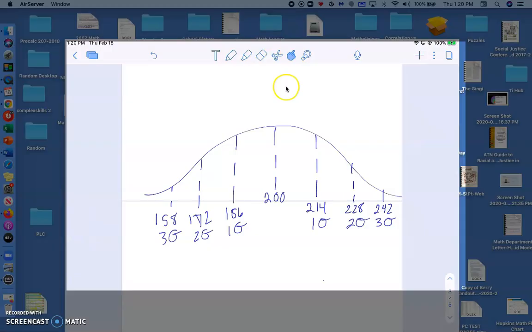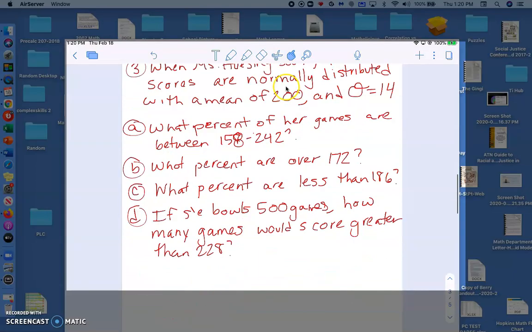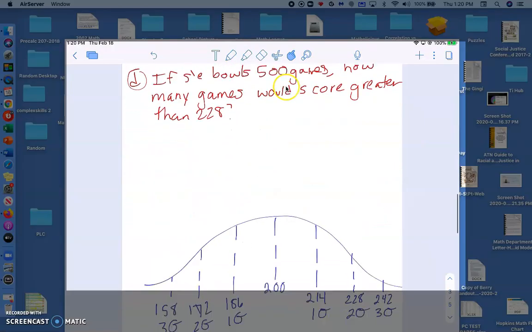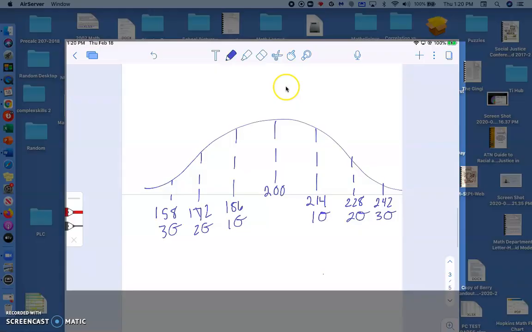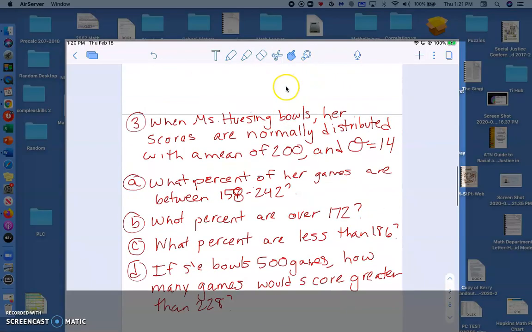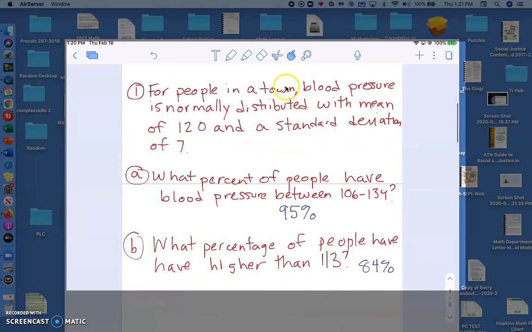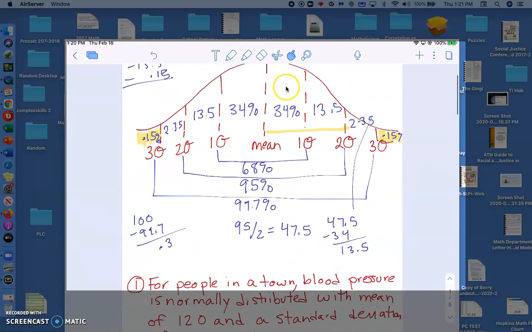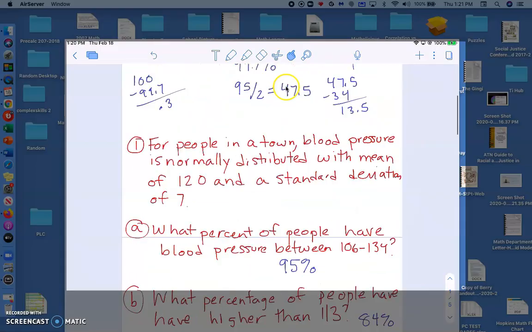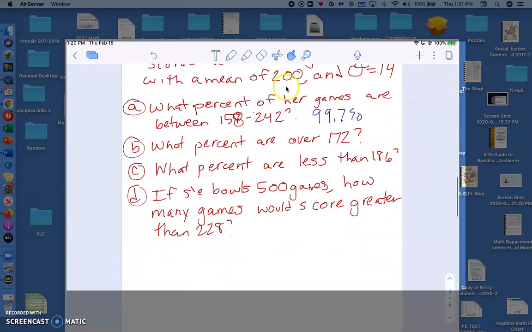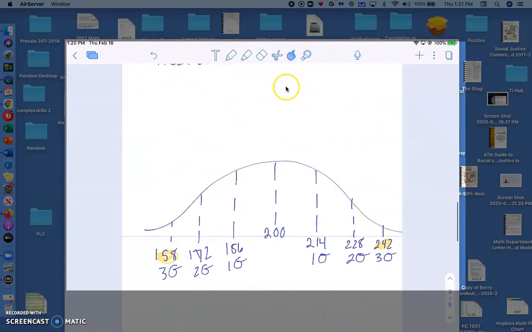Let's see, what's the question asking us? What percent of our games are between 158 and 242? Well, 158 and 242, that's 3 standard deviations. That's pretty easy. So that's got to be 99.7%. Because again, I can scroll back up here. Between 3, if they lie exactly on 3, is 99.7.